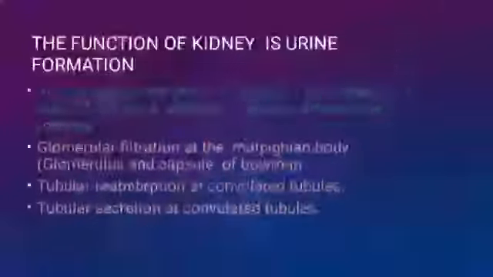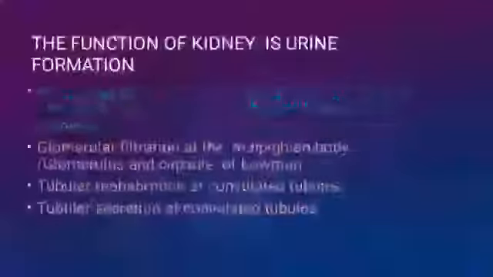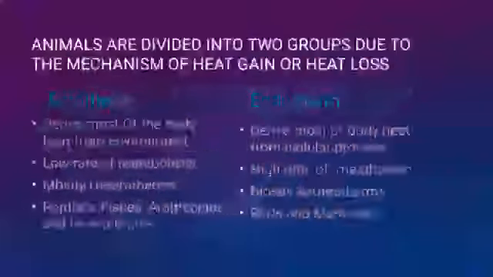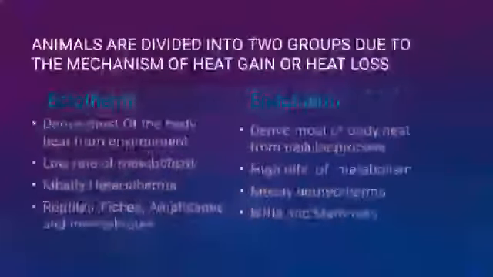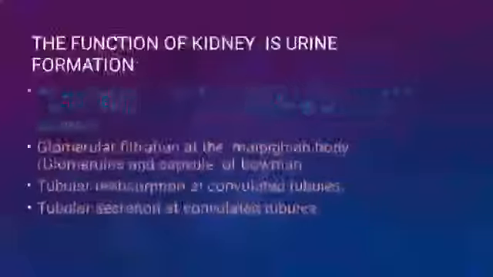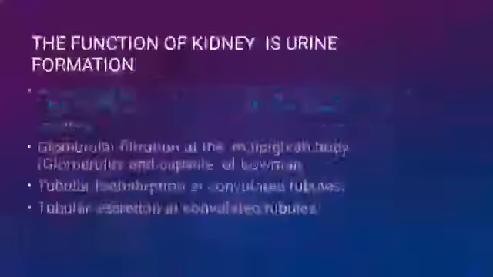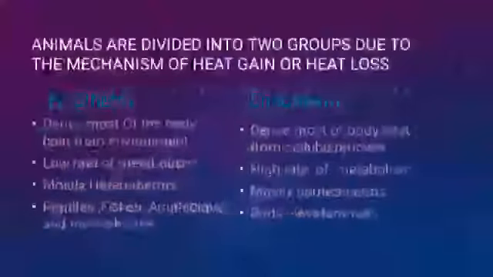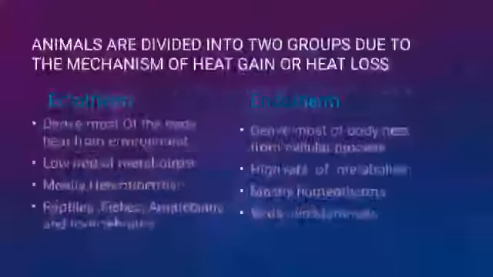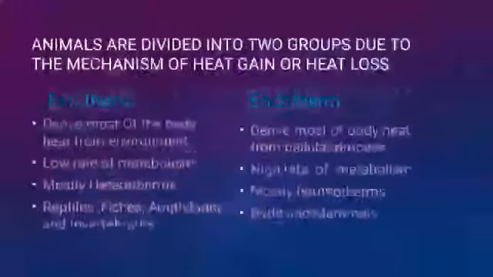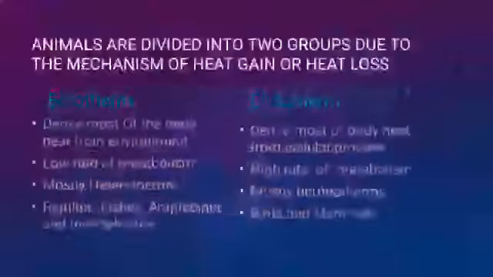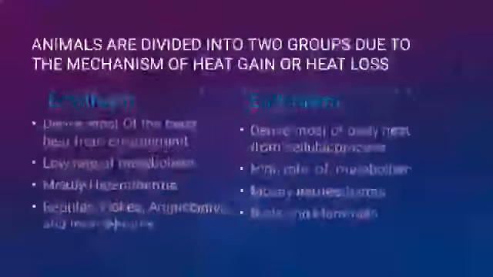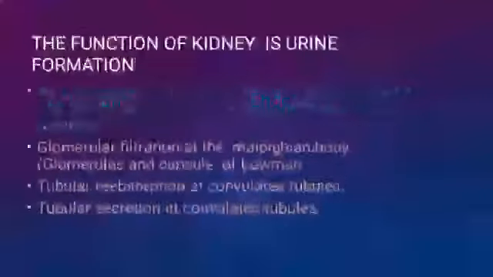The function of the kidney in urine formation. An average person produces 1 to 2 liters of urine daily. Urine production requires 3 distinct processes: number 1, glomerular filtration; number 2, tubular reabsorption; number 3, tubular secretion. Filtration occurs at the Malpighian body, glomerulus and Bowman's capsule. Tubular reabsorption and tubular secretion occur at the convoluted tubule.